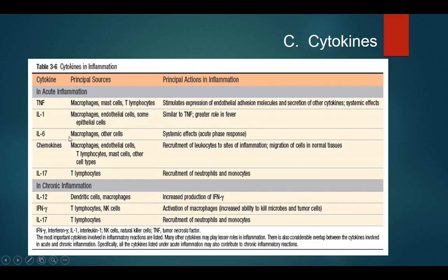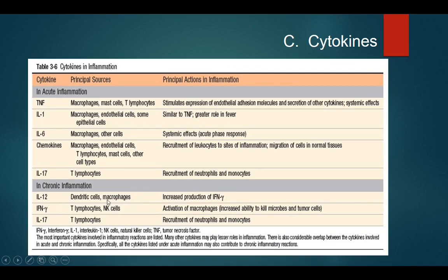Interleukin 6 is released by macrophages and other cells. It has some systemic effects and causes the acute phase response. Then chemokines are released by macrophages, endothelial cells, T lymphocytes, mast cells, and other cell types. They cause recruitment of leukocytes at the site of inflammation and migration of cells in normal tissues. So these are the ones produced in the acute inflammation phase, and these are the ones produced in the chronic inflammation phase. These are mostly interleukin 12, interferon gamma, and interleukin 17.